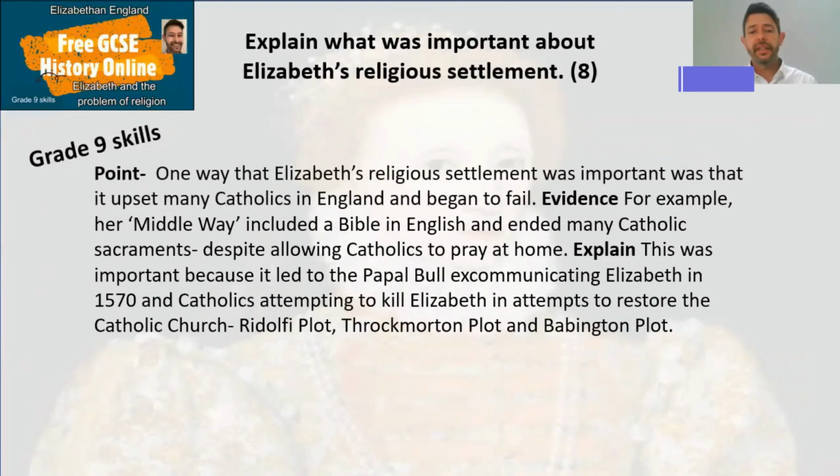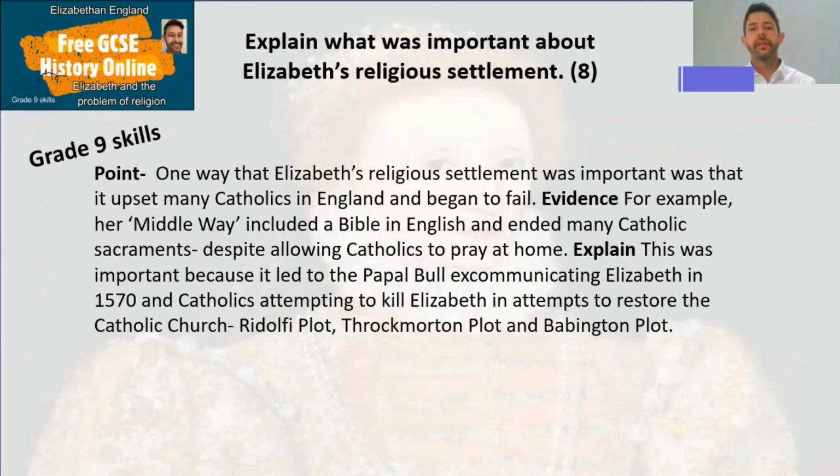This was important because it led to the papal bull excommunicating Elizabeth in 1570 and Catholics attempting to kill Elizabeth in attempts to restore the Catholic Church. The Ridolfi plot, the Throckmorton plot, the Babington plot. I could have mentioned the Northern Rebellion, of course. So we've got importance explained.